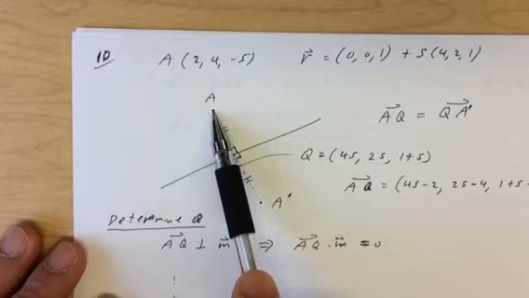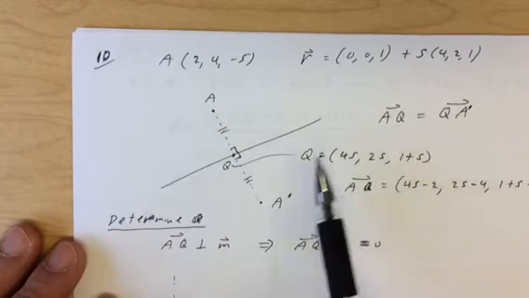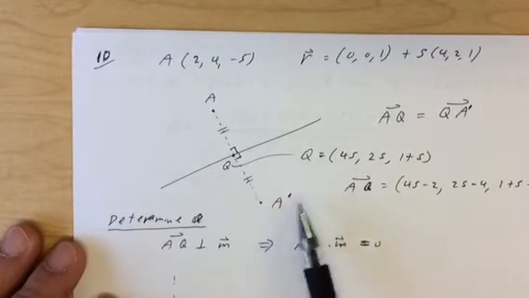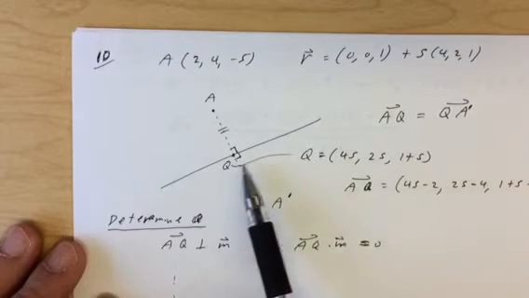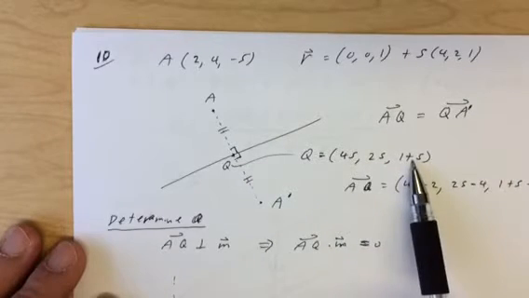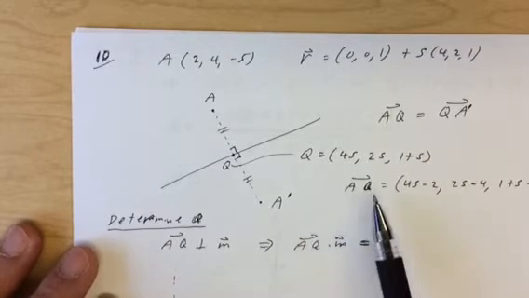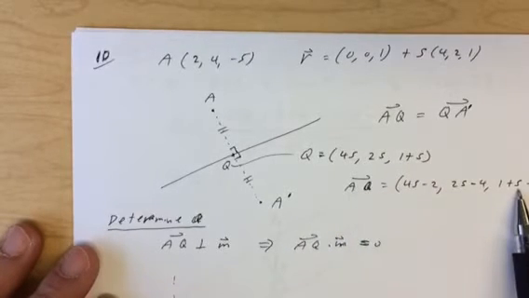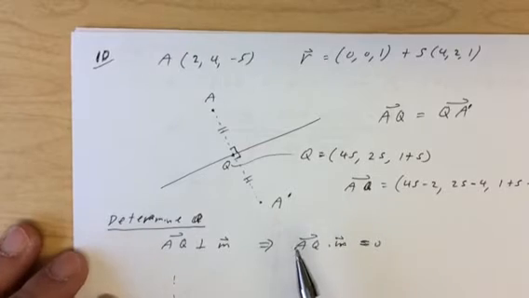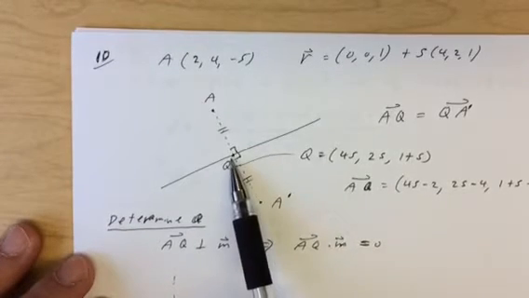If you look at it in terms of vectors, the vector AQ is going to equal QA prime. Point Q is going to have these coordinates based on the equation of that line. Those are the parametric equations. Vector AQ is this one. Okay? And so we need to find point Q.